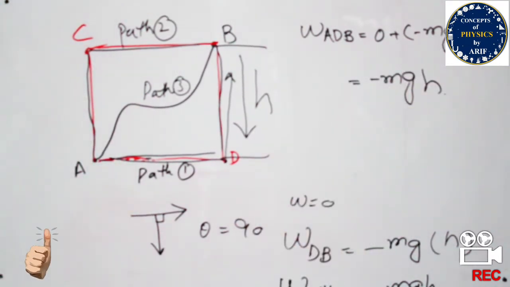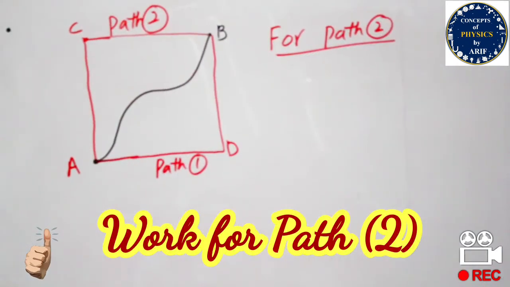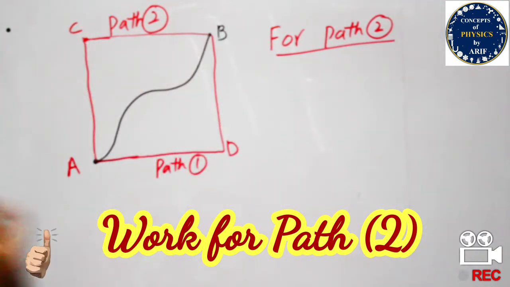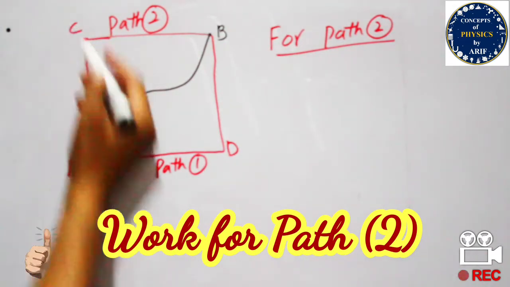And in the next case, I will try to find the work done on path 2. In this case, we need to find the work done on the path from A, C and B. First of all, we need to find the work done from A to C.